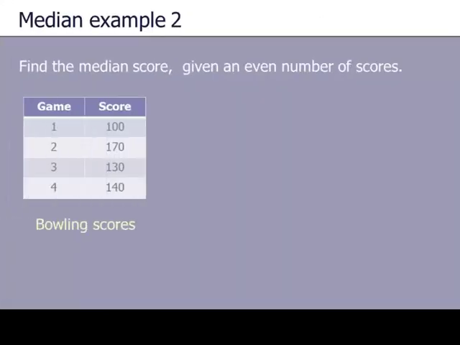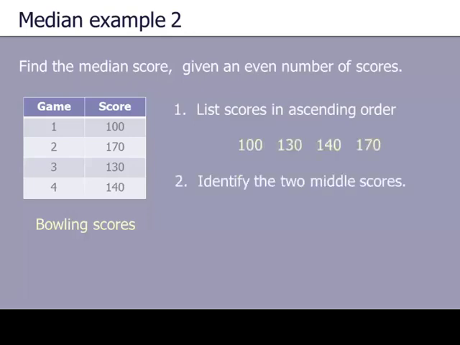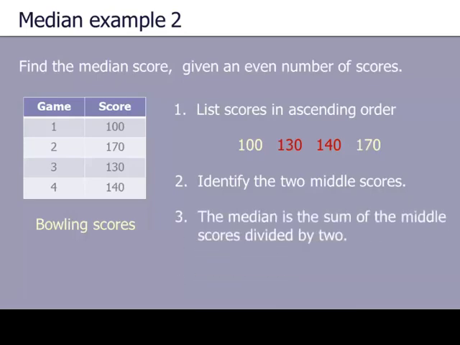Suppose we had an even number of scores. Step 1 is the same. List the scores in order from smallest to largest. Then, with an even number of scores, identify the two middle scores, which are 130 and 140. The median is the sum of the middle two scores divided by 2. So the median is equal to 130 plus 140 divided by 2, which is 135.